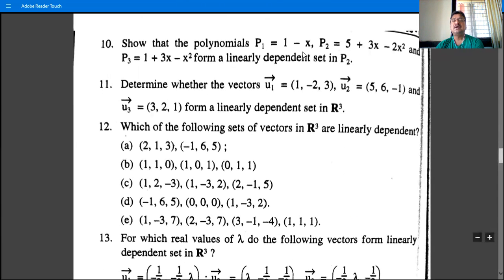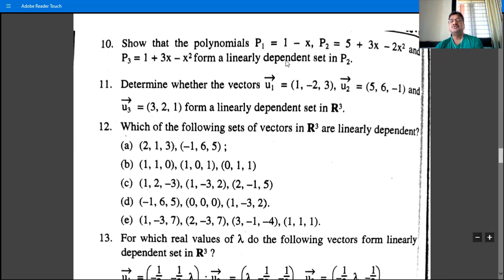So similarly, show that the polynomials P1, P2 and P3 form a linearly dependent set in P2. I can start with the sentence: let K1, K2, K3 be scalars such that K1 P1 plus K2 P2 plus K3 P3 is equal to 0 bar. What is 0 bar? It is 0 plus 0x plus 0x square.